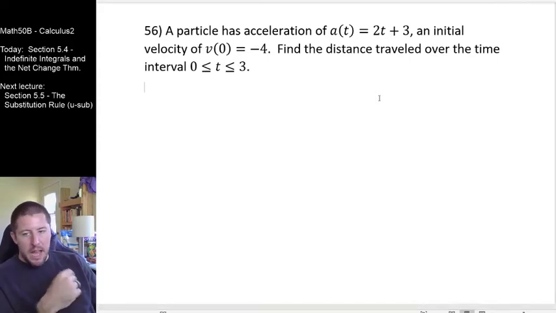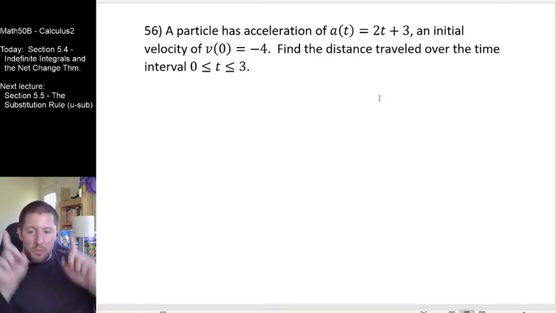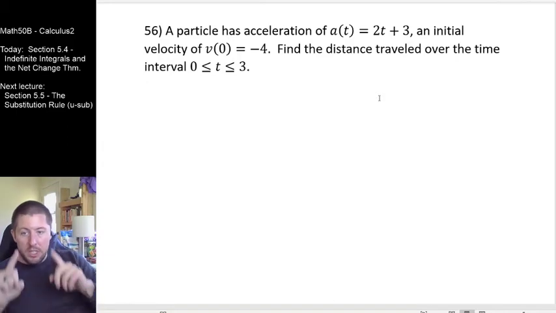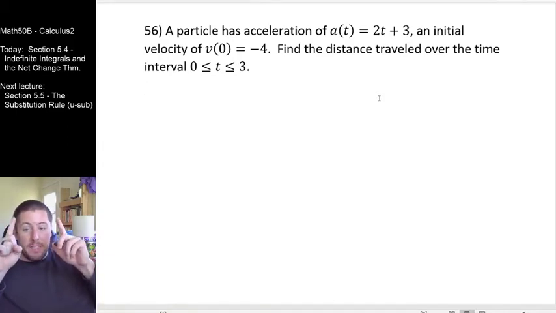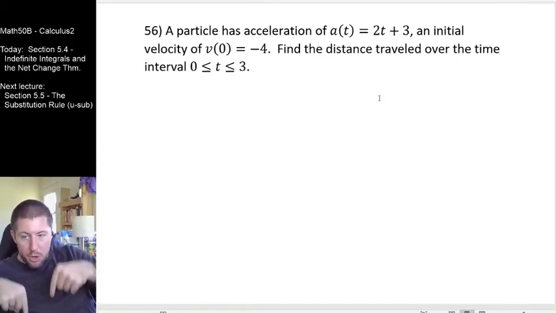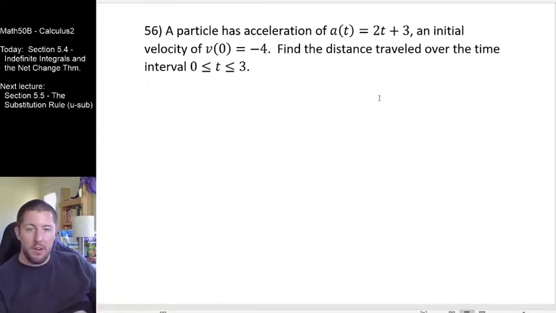The rate of change of velocity is acceleration. So what that means to me is, since I just described two derivatives to get from position to acceleration, if I want to get from acceleration to position, I've got to do two integrals, right? It's just going back in the other direction.